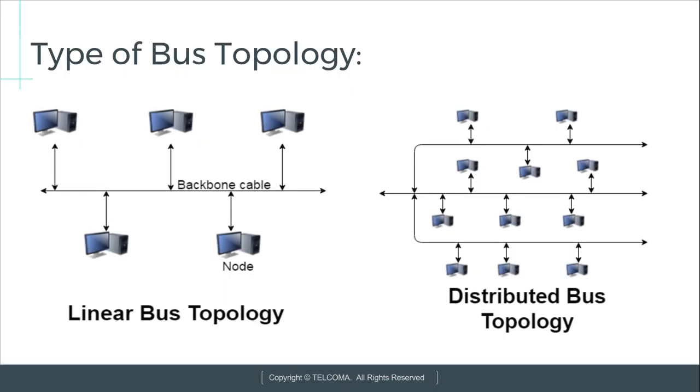As shown in the diagram, the linear bus topology has exactly two endpoints, and in distributed bus topology, the branches are created from the backbone cable and it has multiple endpoints.